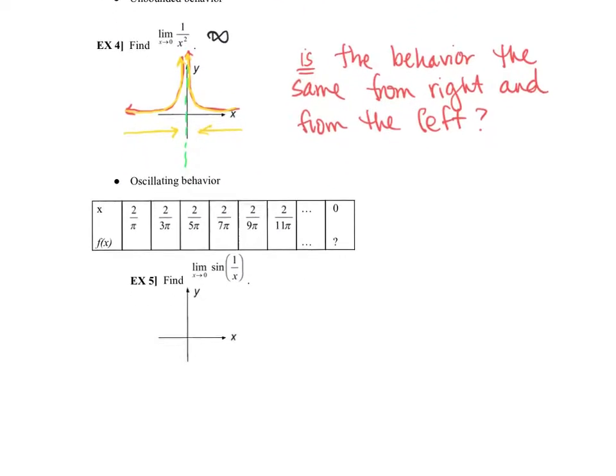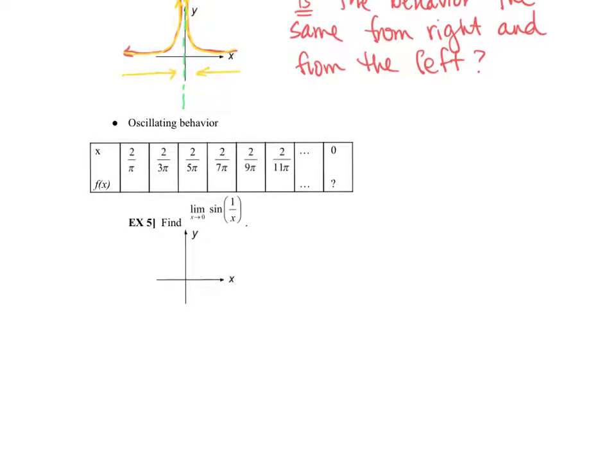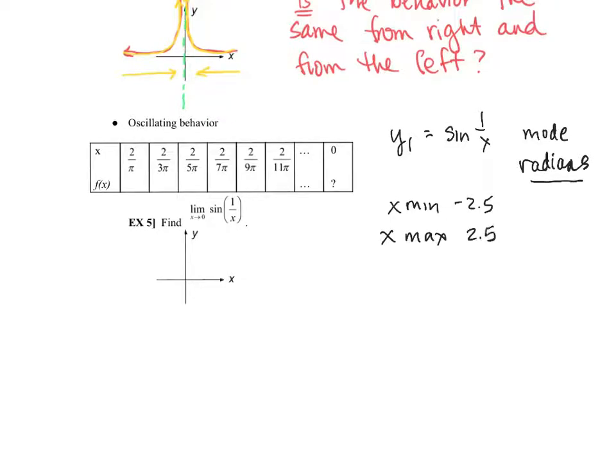Alrighty, here's an interesting one. Very, very interesting. So you've got to get your calculator out. I want you to do a couple things here. All right? In y1, I want you to put in this function, sine of 1 over x. Make sure your mode is in radians. Okay, radian mode. I want your x min to be negative 2.5, your x max to be 2.5, your y min to be negative 1, your y max to be positive 1. All right, so go ahead and graph that.